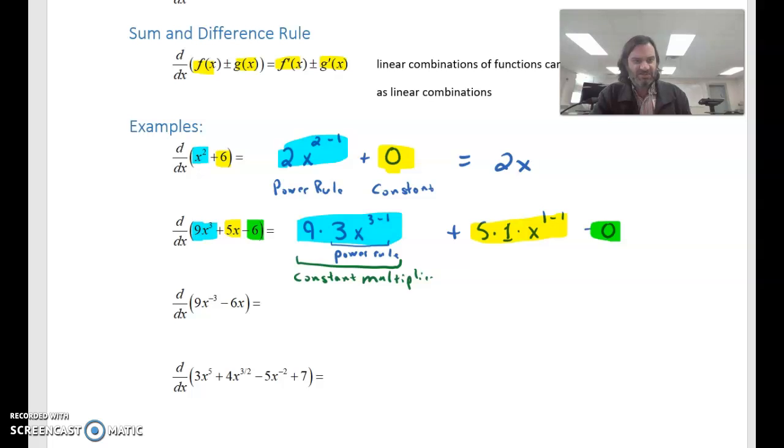Okay, so as we clean this up, the derivative will be 27x squared plus 5, because that'll be x to the 0, and anything to the 0 power is 1. Let me write that a little bit neater.